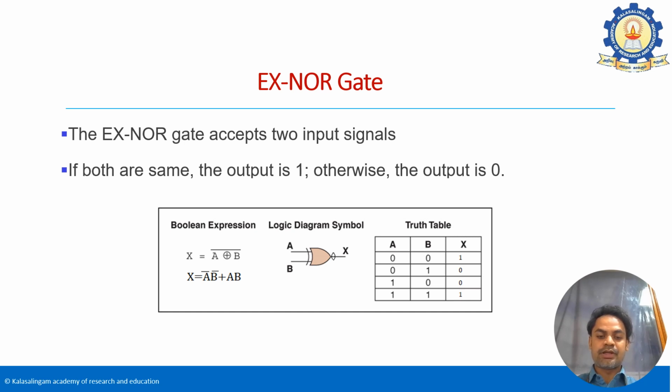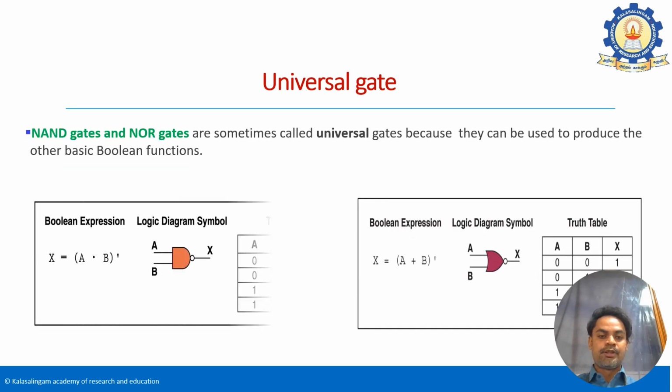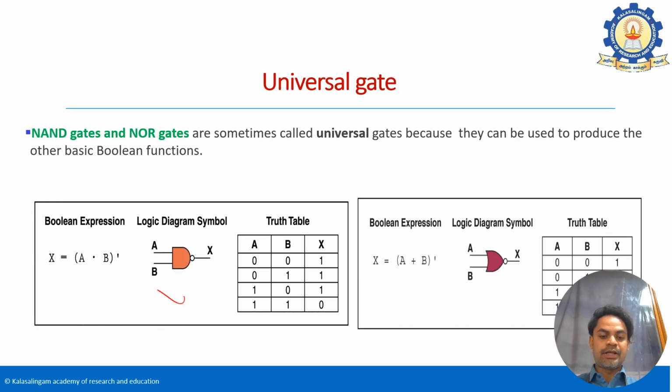As we saw in the XOR gate, when inputs are different, the output was 1. The opposite of that happens over here. When the inputs are different, the output is 0. When the inputs are the same, the output is 1. Next, universal gates are the NAND gate and the NOR gate. Why do they call them universal gates? Because with these logic gates, you can implement any logic diagram which can be used to design any circuit.